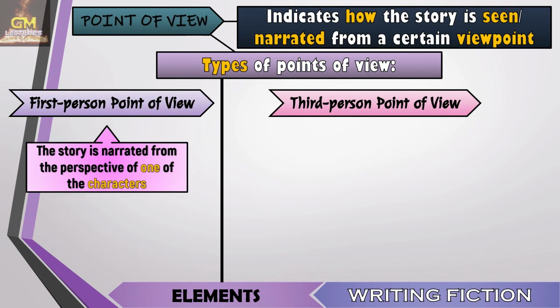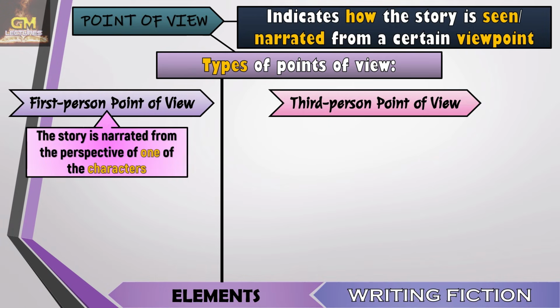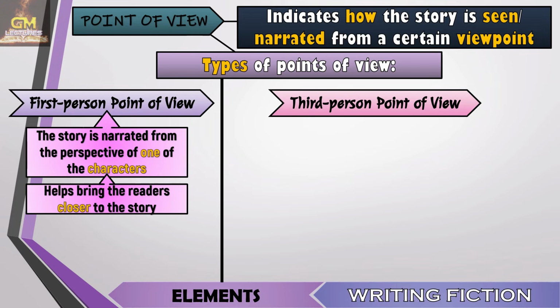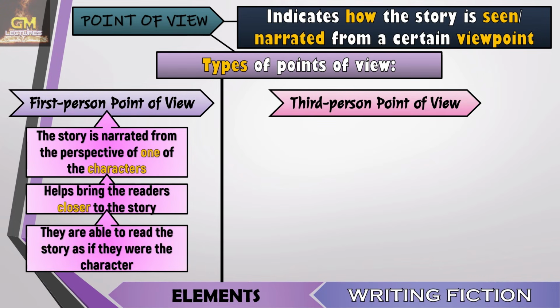In the first-person point of view, the story is narrated from the perspective of one of the characters. Usually, it is the main character that narrates the story in this kind of point of view. The first-person point of view helps bring the readers closer to the story as they are able to read the story as if they were the character.